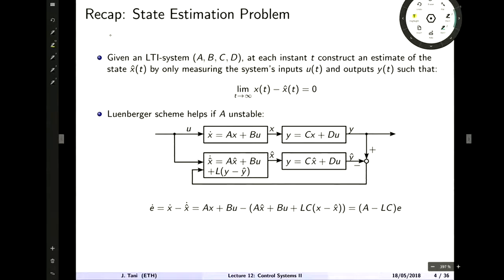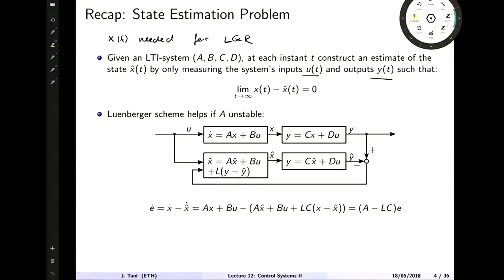Okay, so we need x of t for LQR, but we don't have it. So what are we doing? Well, given an LTI system A, B, C, D, at each instant t, we try to construct an estimate of the state, which is called x hat of t, by only measuring what's available to us, u of t and y of t. So these two things are what's known to us, x is not.